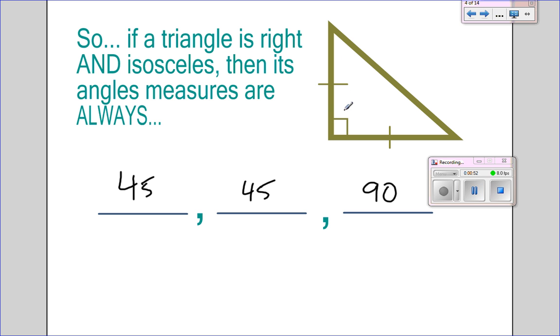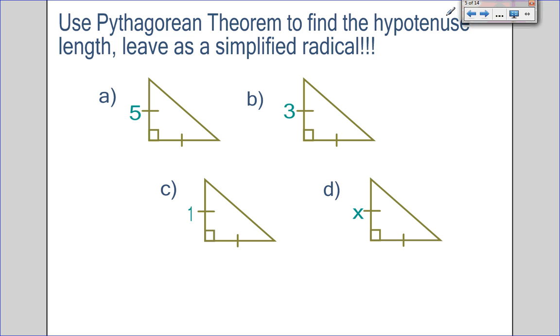Now, the 90 side will always be across from the 90, the hypotenuse. The 45 side will be across from the 45, and same with the other one. So the 45 sides will actually be the same, of course. So let's use the Pythagorean theorem to find the hypotenuse length. We're going to leave this as a simplified radical. So remember, if it's isosceles, the sides will be the same. So I want you to pause the video and try to find the lengths of these four hypotenuses.